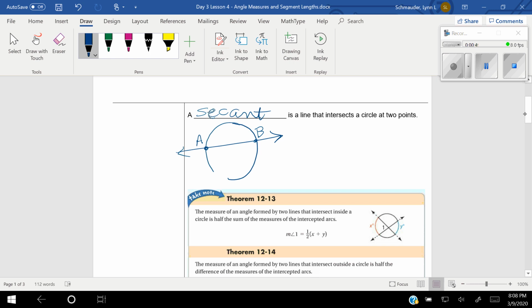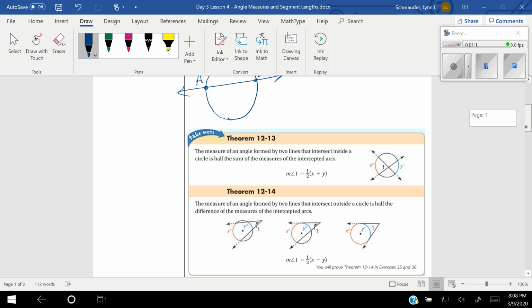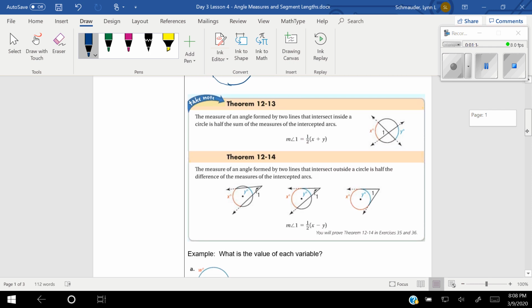Now, we also know that segment AB is a chord, right? And sometimes we will call those secant segments. So a secant segment and a chord are the same thing. Generally, when we refer to a secant, we are talking about a line that intersects a circle at 2 points. So let's see what these new theorems are that have to do with secant lines to circles.